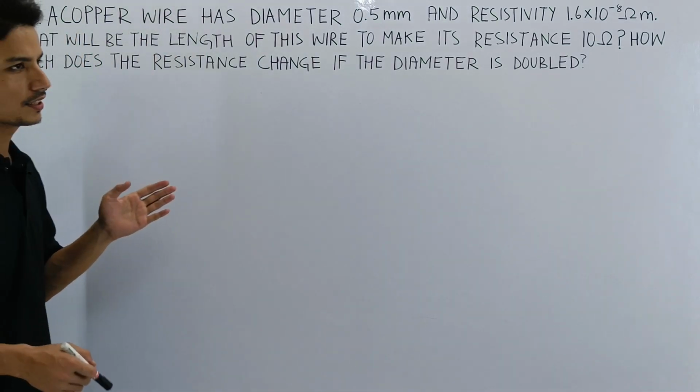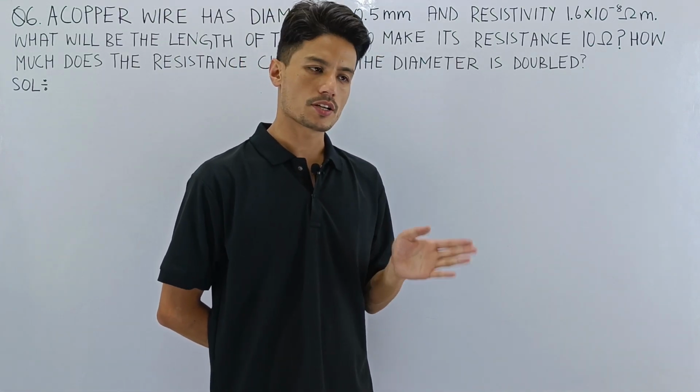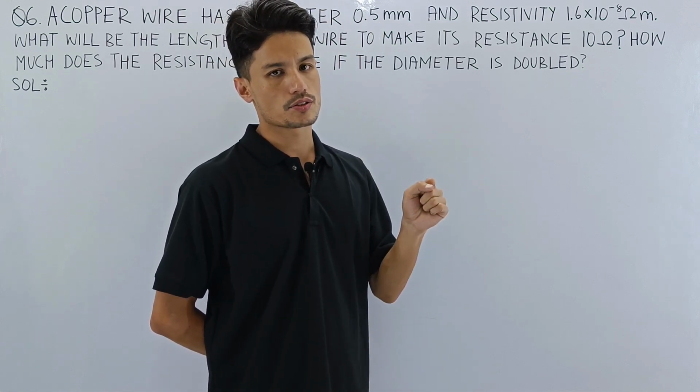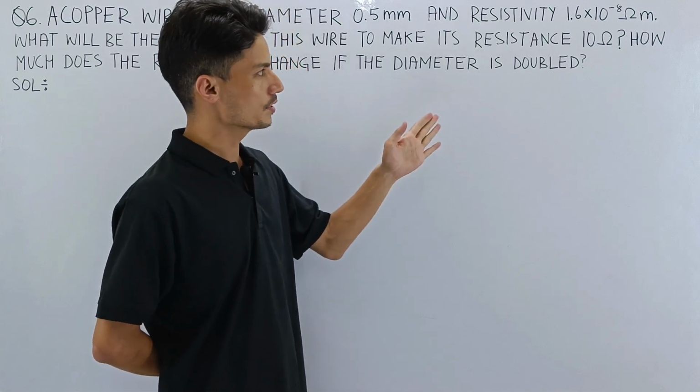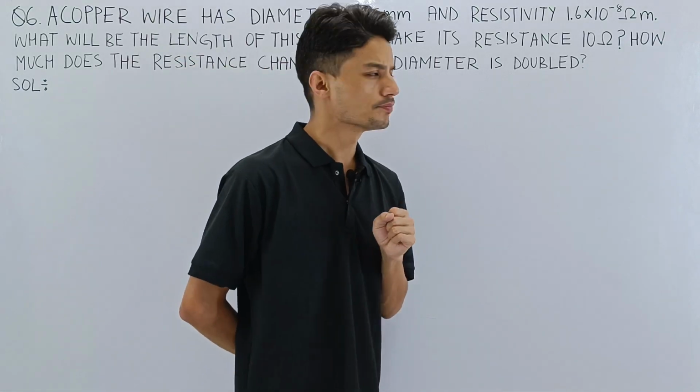So the first thing that one should do to solve a numerical problem is to read the question. Read the question again and again, once, twice, thrice, until you get something to start. So let us read the question together. Question number 6 reads: a copper wire has diameter 0.5 millimeters and resistivity 1.6 ohm meter. What will be the length of this wire to make its resistance 10 ohms? How much does the resistance change if the diameter is doubled? Very interesting question.